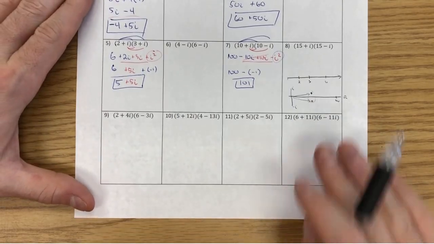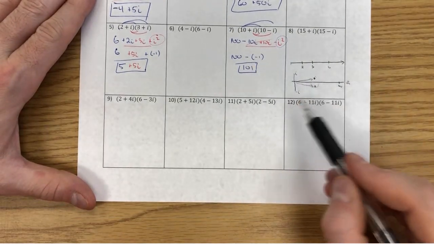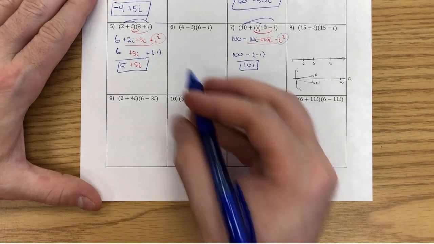So we'll get more to that in a future lesson, but just to show you that when we multiply complex numbers, we're really dealing with more of a vector system. But let's move forward. Let's try this one again.